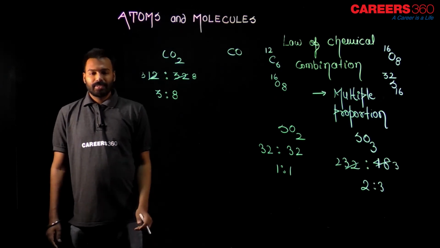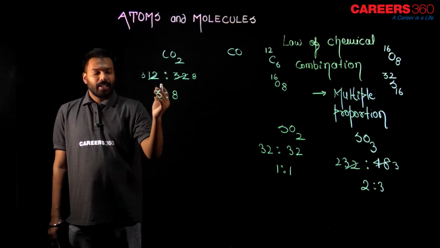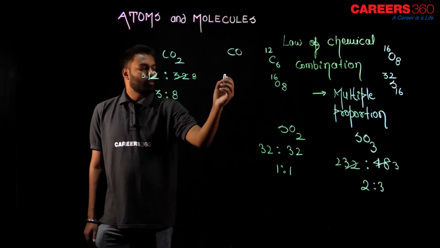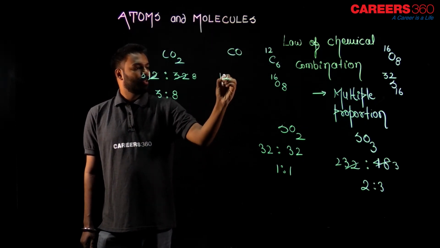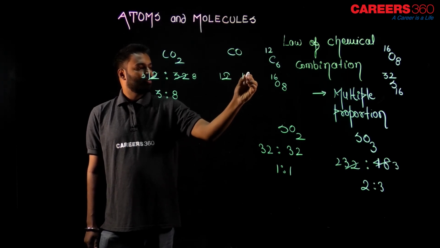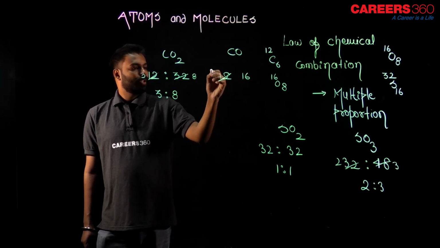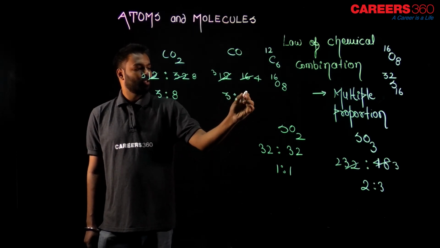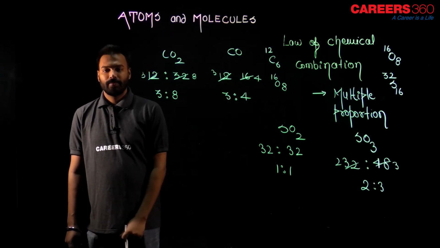Multiple proportion states that elements combine in a simple ratio to form a compound. That is it. For CO, carbon has mass number 12 and oxygen has mass number 16. So, it is 4 3s are 12 and 4 4s are 16. So, the simple ratio will be 3 is to 4.